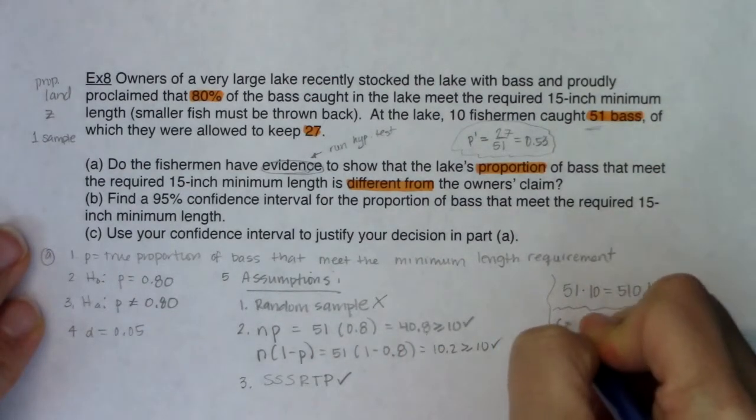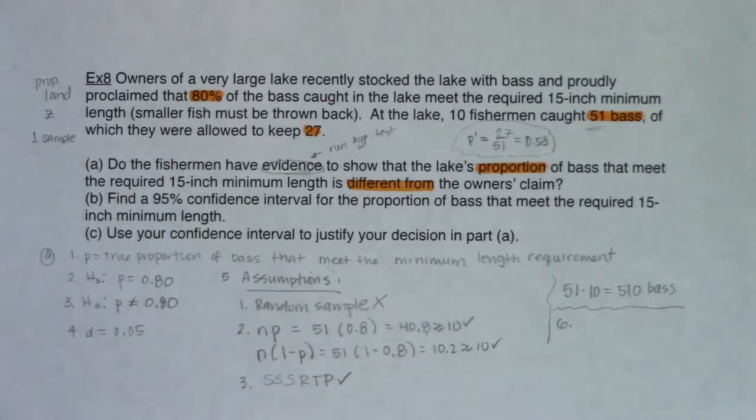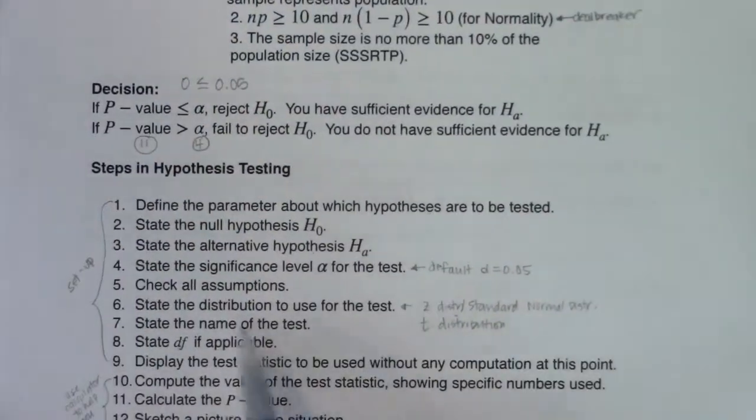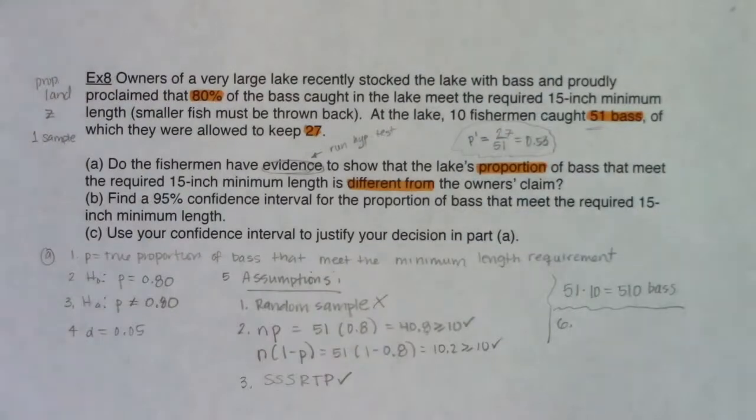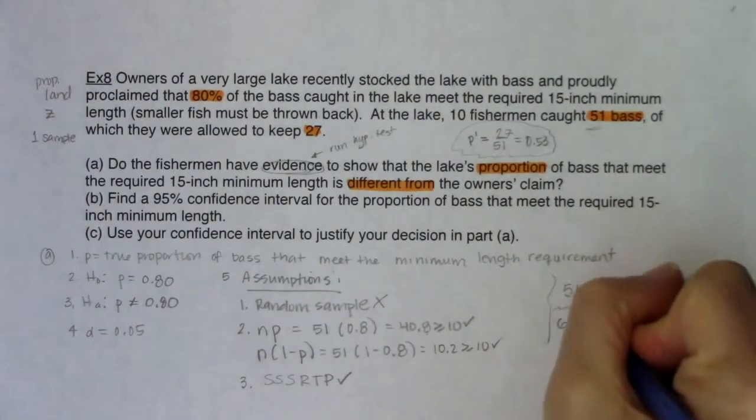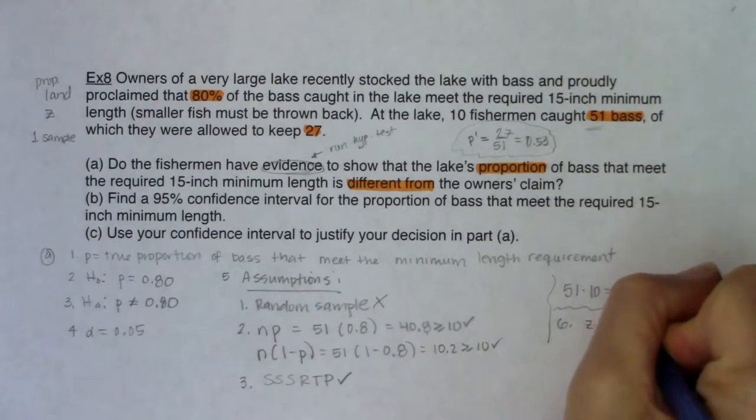All right, so step six, this is tell me what distribution you are on. So if we go back to our steps, right, we're gonna tell me the name of the distribution. I either say Z or T, but I'm in proportion land, so I'm gonna say Z distribution, okay? I'm gonna state the name of the test. All right, so sample, land, letter. And then I want to state degrees of freedom. Okay, so let's do this one at a time. So step six, it looks like I'm gonna say Z distribution. You could also write standard normal distribution.